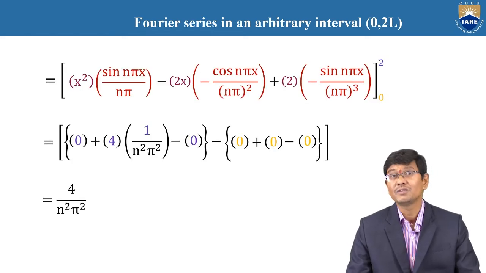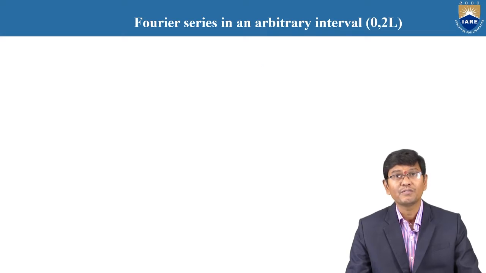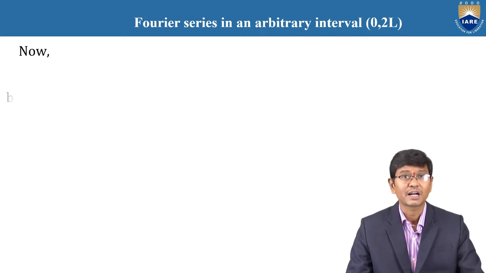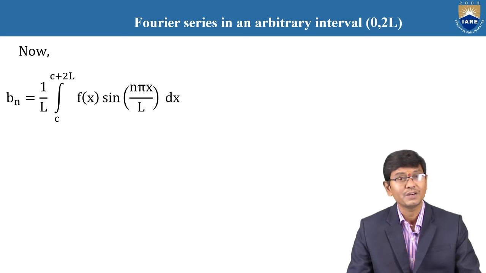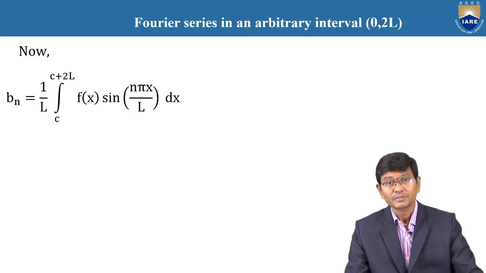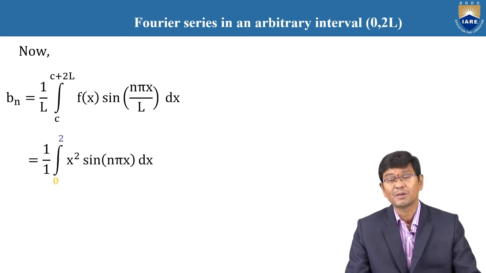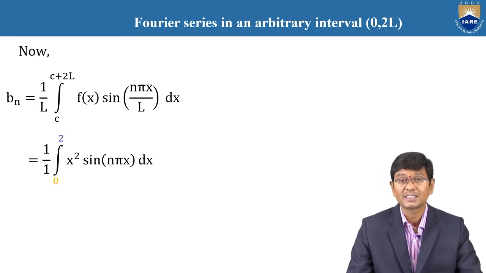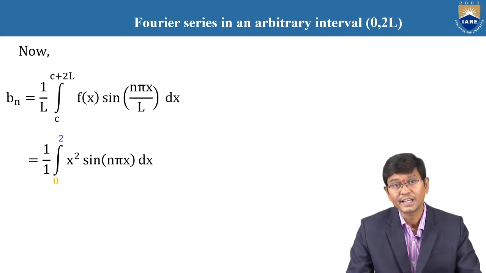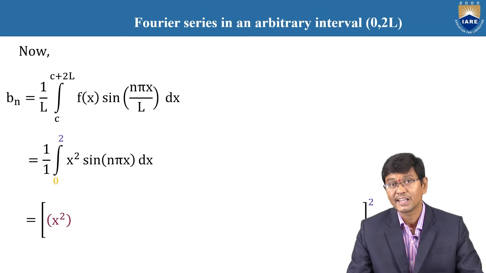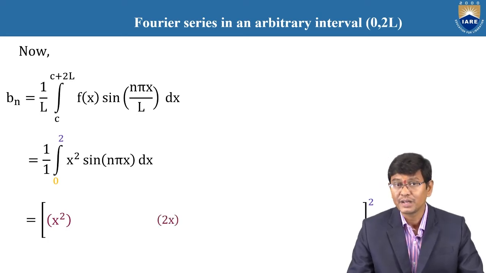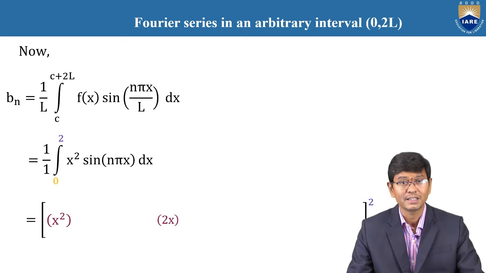And similarly, we need to find out the bn value. Therefore, the value of bn by using the formula is 1 by L integration 0 to 2L of f of x into sin n pi x by L into dx. And here also we know that L is equal to 1. Therefore, 1 by 1 integration 0 to 2 of x square into sin n pi x into dx. Once again, here also by using integration by parts, x square is the first term, the derivative of x square is 2x, and one more time the derivative is nothing but 2.